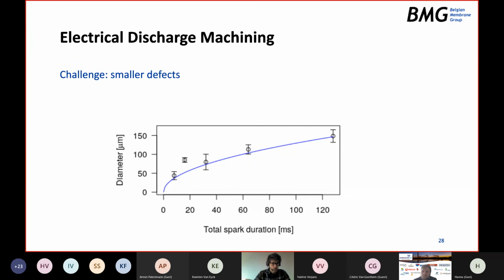So the challenge here, as I mentioned, is to create smaller defects still with the electrical discharge machining. So yeah, we need to go to very short pulses to create very small defects, which is work in progress at this point.